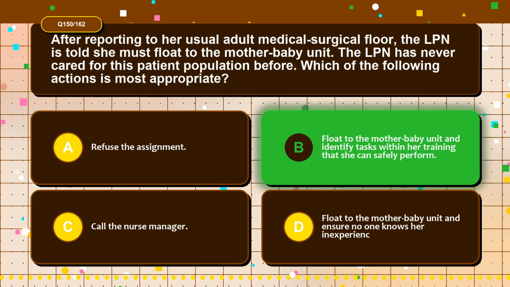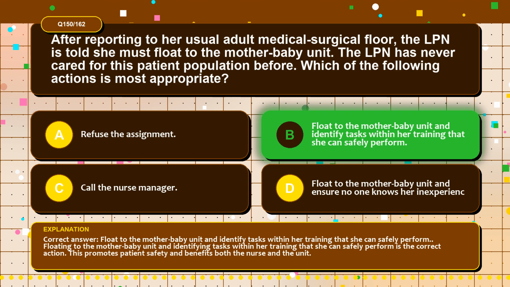The correct answer is option B. Float to the mother-baby unit and identify tasks within her training that she can safely perform. Floating to the mother-baby unit and identifying tasks within her training that she can safely perform is the correct action. This promotes patient safety and benefits both the nurse and the unit.